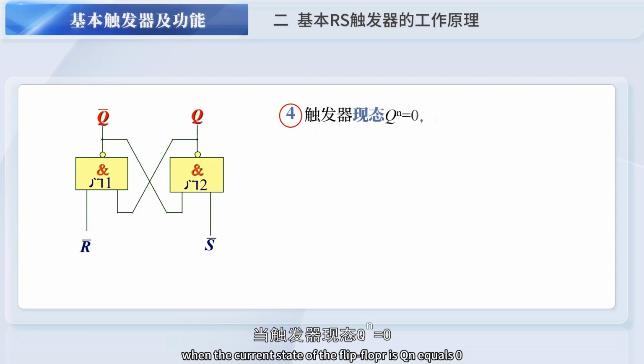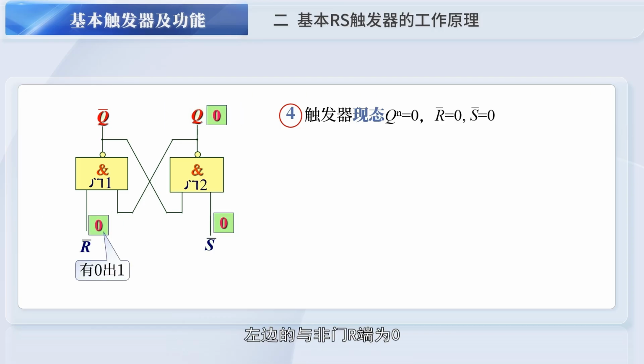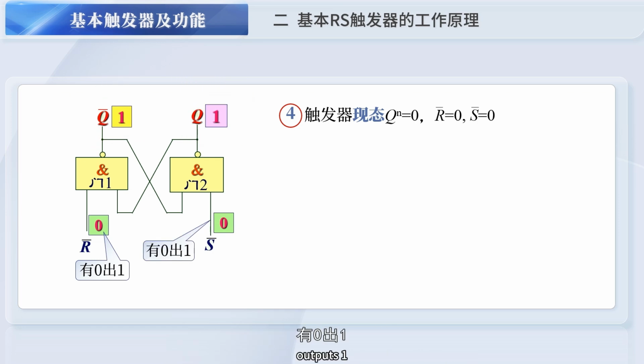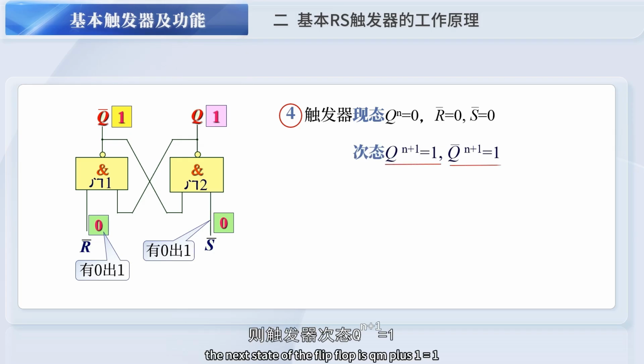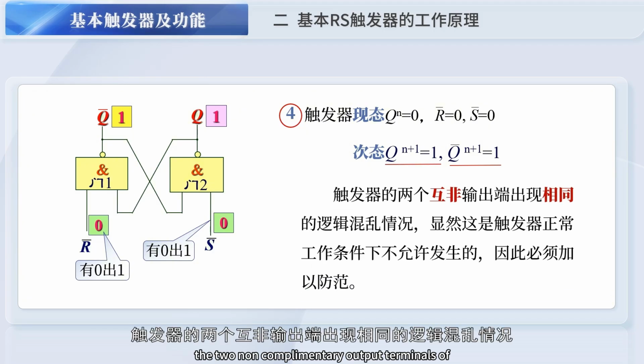When the current state of the flip-flop is Qn equals 0 and R equals 0 and S equals 0, both inputs of the left NAND gate are 0, so it outputs 1. The right NAND gate's S terminal is 0, so it outputs 1. The next state of the flip-flop is Qn+1 equal to 1, and Q̄n+1 is equal to 1. The two complementary output terminals have the same logic level.